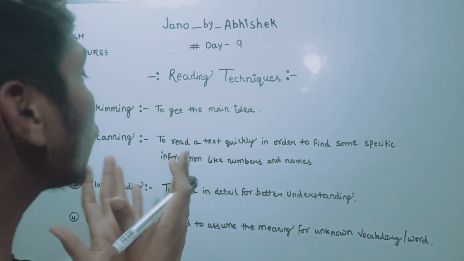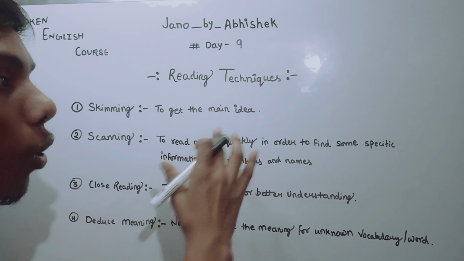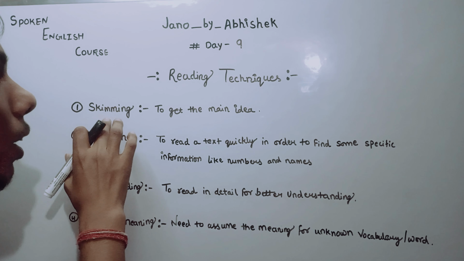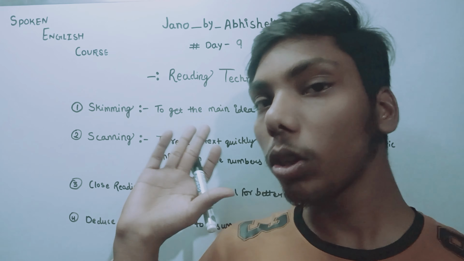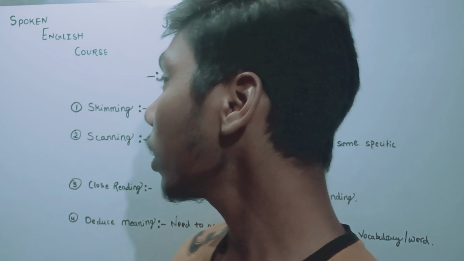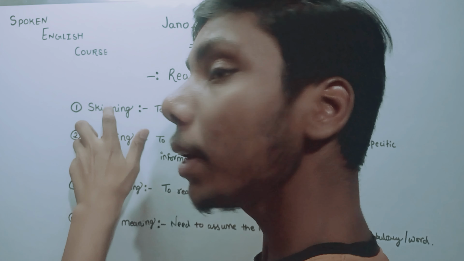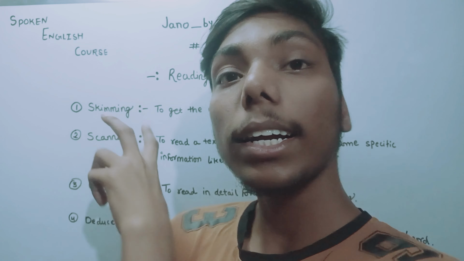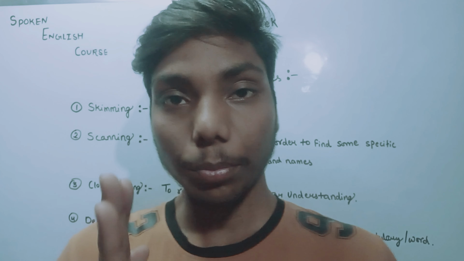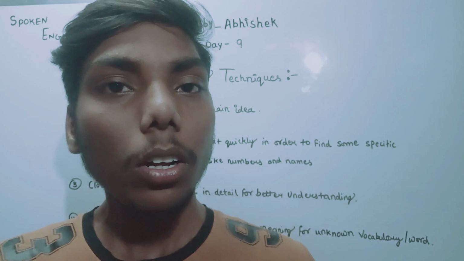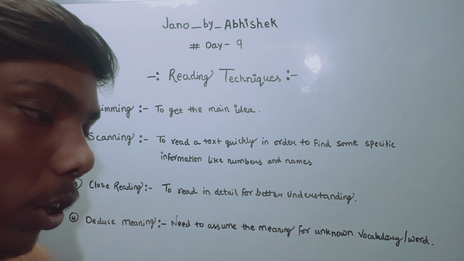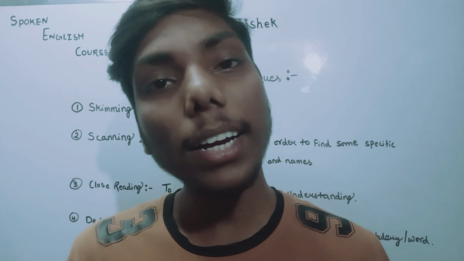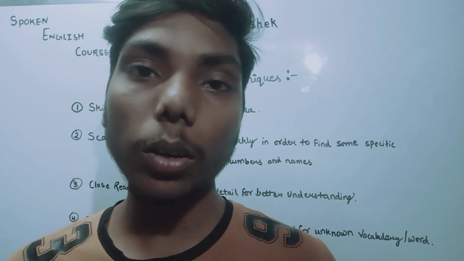Now let's see what those four reading techniques are. First one is skimming. Before we go through this, let's see the meaning of skimming. Skim means to remove something quickly. So skimming is a way through which you go through the words, not in detail, just going through them, so that you can get to know the main idea of that article, that paragraph, or whatever content is written.